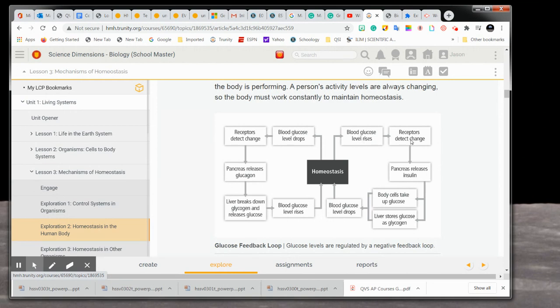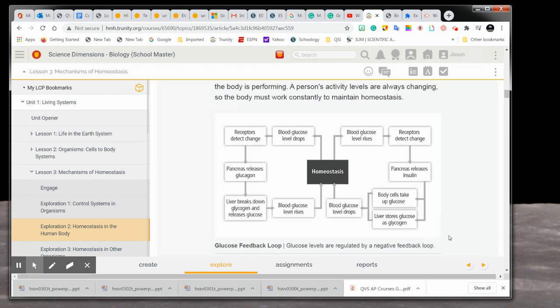So these receptors detect this change. The pancreas releases a different hormone called insulin. Insulin helps the body cells take up the glucose, and it also tells the liver to store glucose in the form of glycogen. So instead of releasing it, it's causing it to store it. And so the blood glucose levels then drop, and then you're back to homeostasis.